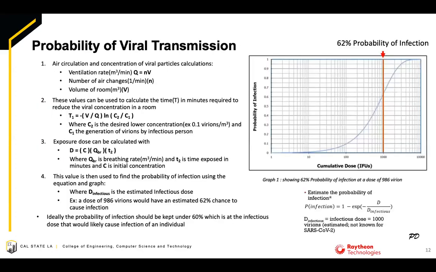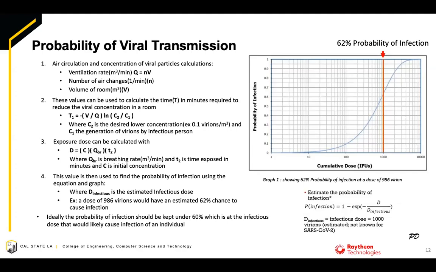So the ventilation rate depends on the number of air exchanges per minute and the volume of the room. Knowing these values, we can then calculate the time in minutes required to reduce the viral concentration in the room, where C2 will be the desired lower concentration and C1 the generation of virions. The exposure dose over time can then be found to determine the probability of infection at this viral concentration.